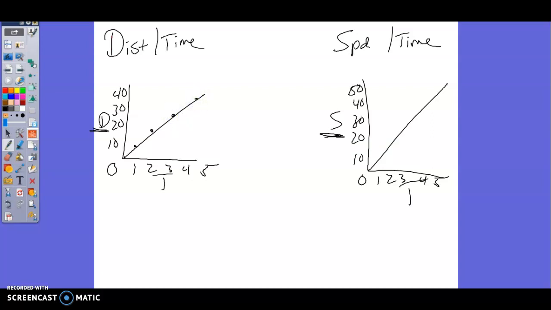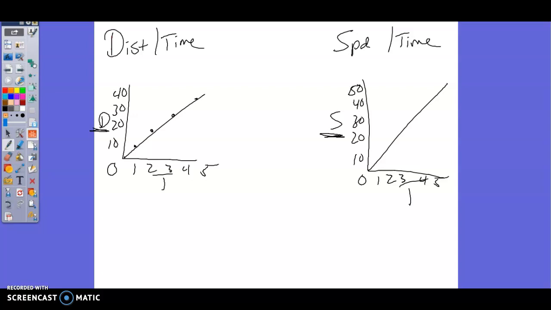So if I look at that, after 1 minute, it went 10 miles. After 2 minutes, it went 20 miles. After 3 minutes, it went 30 miles. After 4 minutes, it went 40 miles. If I do my, which is the next thing we're about to review, distance, speed, and time, right? Speed equals distance divided by time, right?